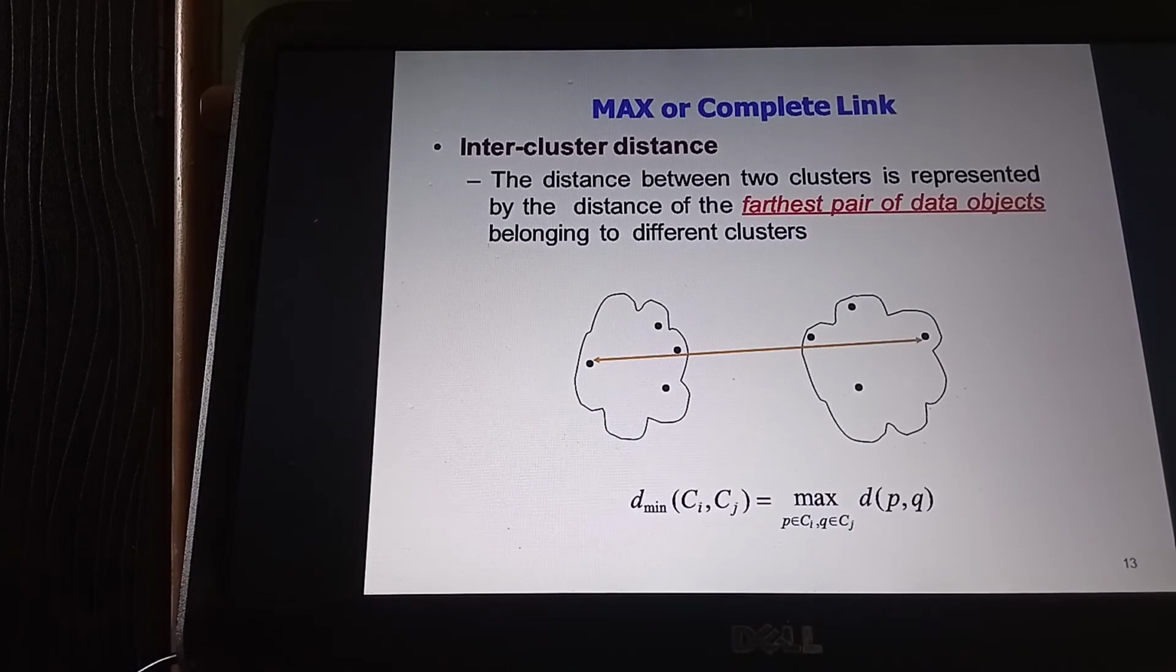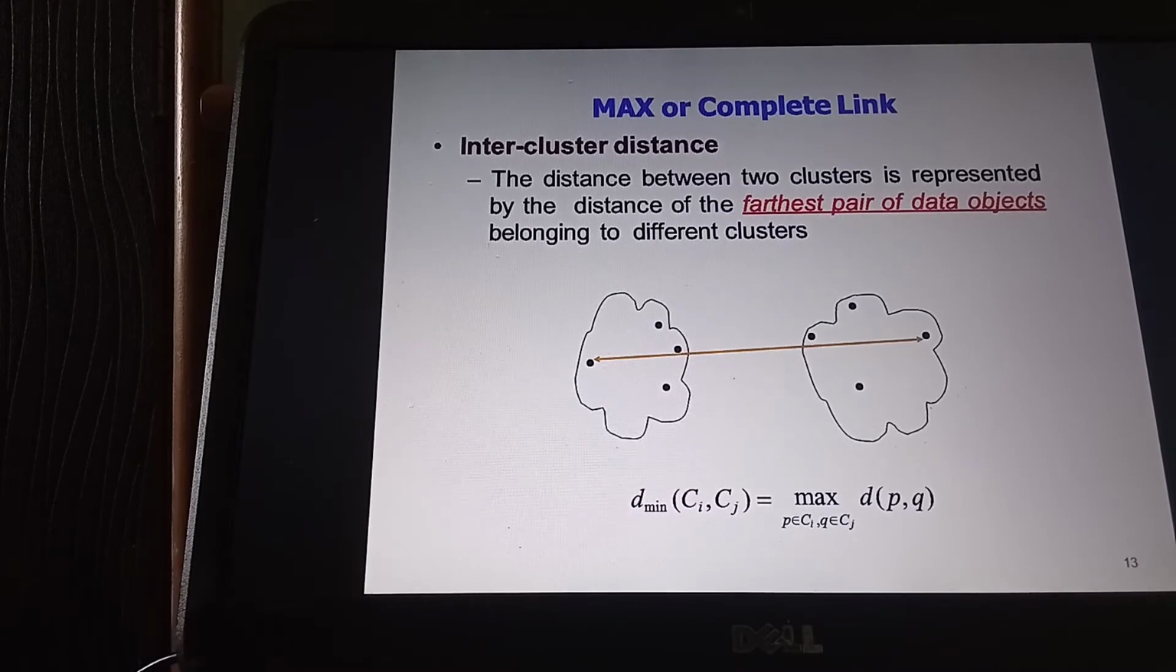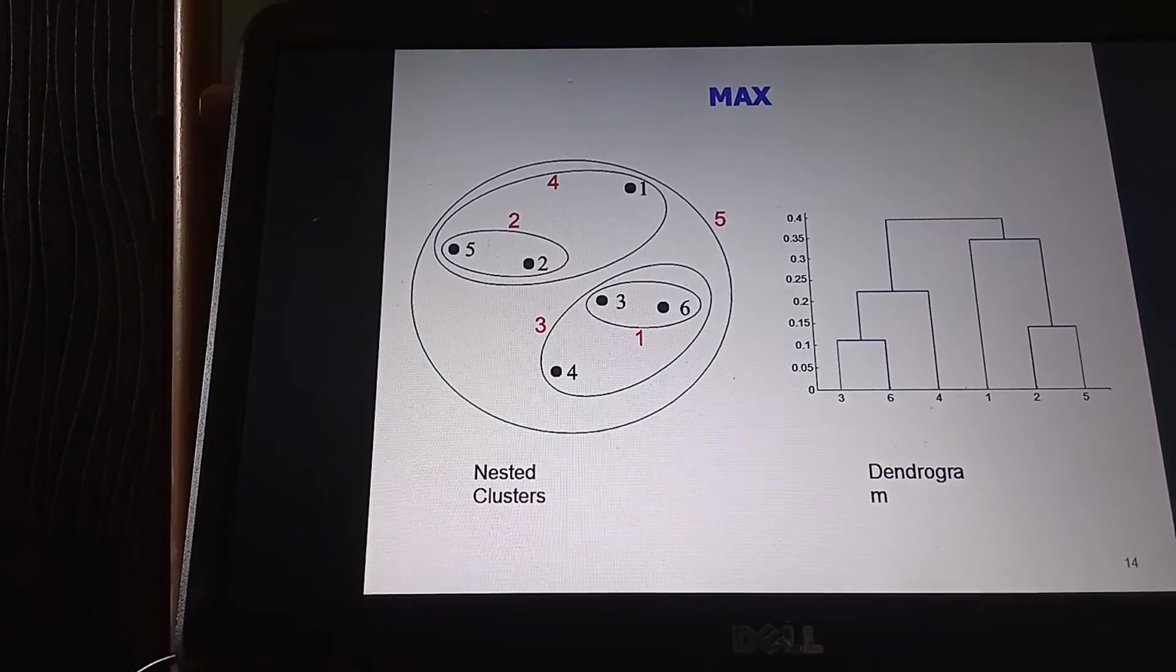The next method is max, or complete link. The distance between two clusters is represented by the distance of the farthest pair of data objects belonging to the different clusters. You have to consider the maximum distance here, that will be shown in the figure. See here, that will be shown in the dendrogram also.